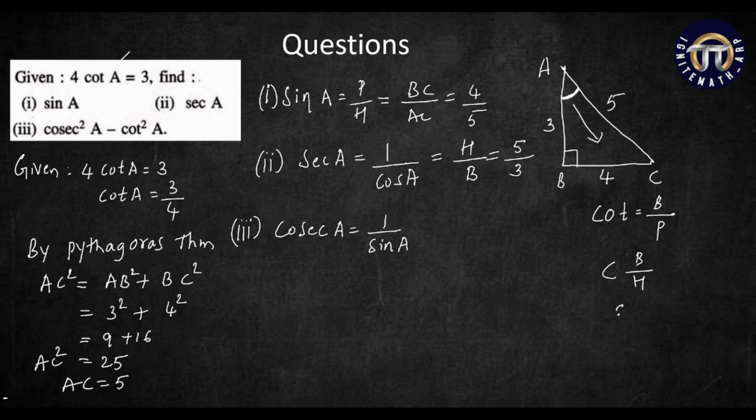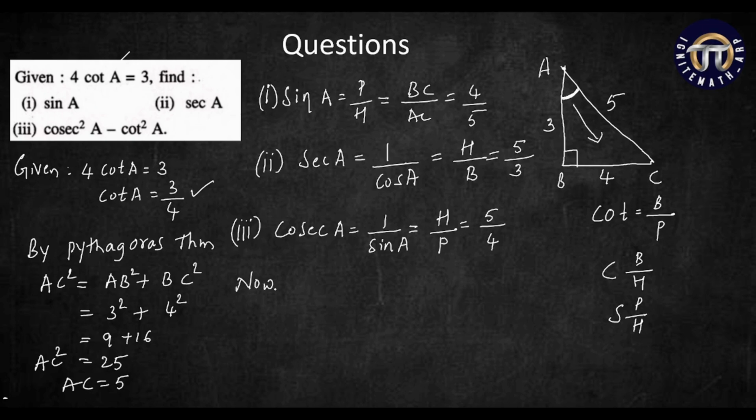What is sin, children? Some people have. So perpendicular by hypotenuse is sin. Correct. So reciprocal of that, in the sense hypotenuse by perpendicular, that is 5 by 4, is cosec A. Then cot A is already known to us here. So now cosecant square A.